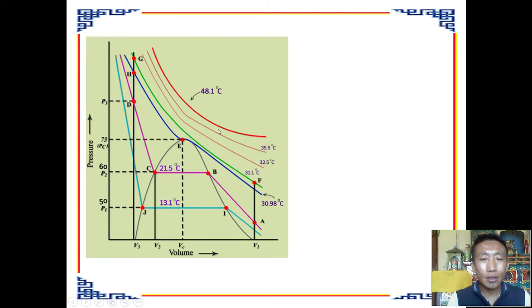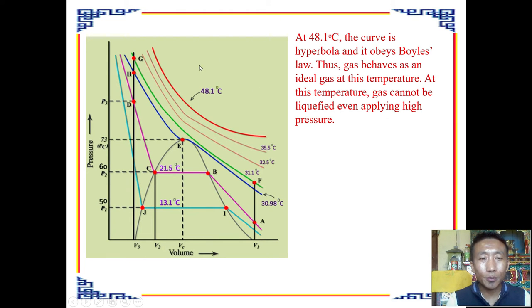In his experiment, he repeated this many times at various different temperatures, and then he came up with his final findings. So let's look into his findings. At 48.1 degrees Celsius, he saw that there is a division of gas, but even when he increased the pressure, there was no formation of liquid. Therefore, this parabola-like line follows Boyle's law and acts as an ideal gas, where there is no conversion of gas to liquid form.